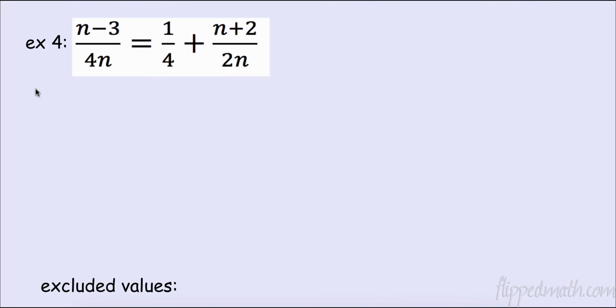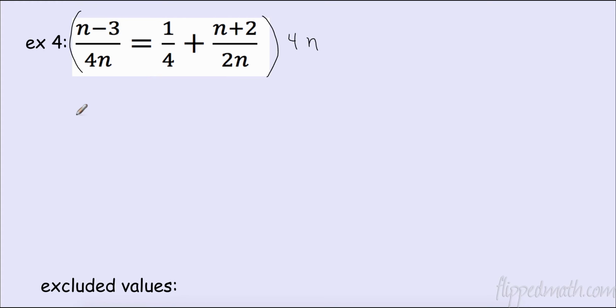So let's take a look at this one. I'm going to start it off and then kind of speed through it. You can always slow it down and watch again if you need to. So I'm going to multiply everything here by the least common multiple. So I have a 4n, I have a 4, and I have a 2n. Well, looks like there's one n here. Now 2 and 4, 4 is the least common multiple. So I'm going to multiply everything by 4n.